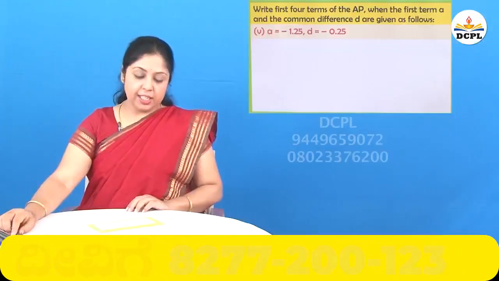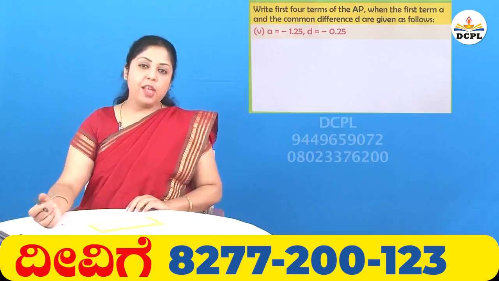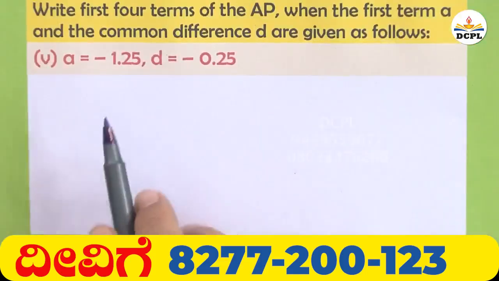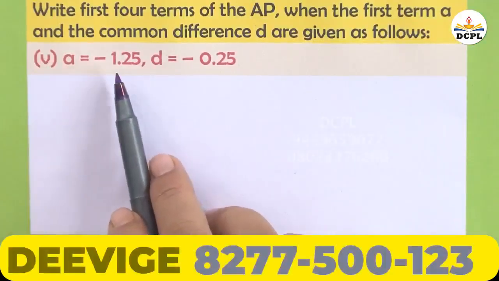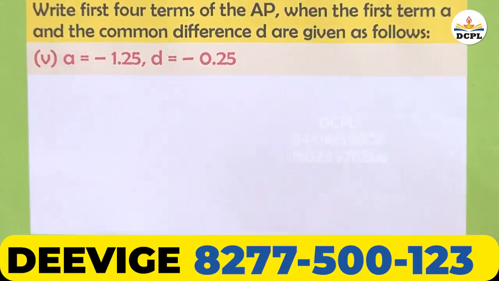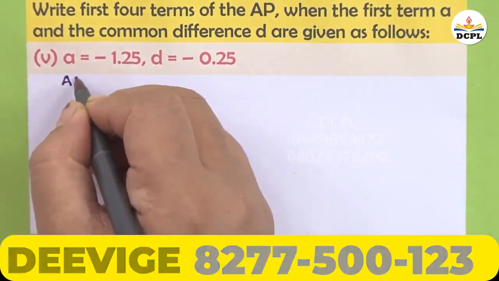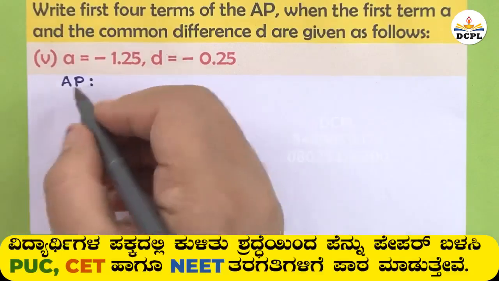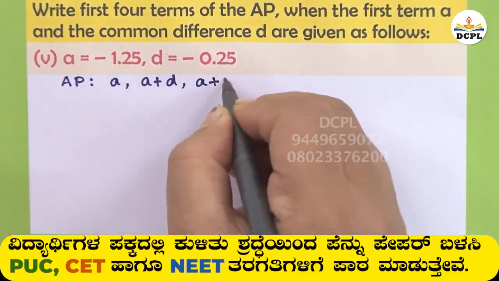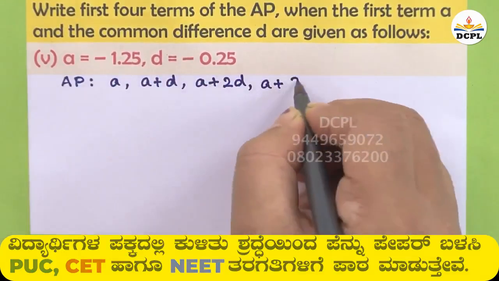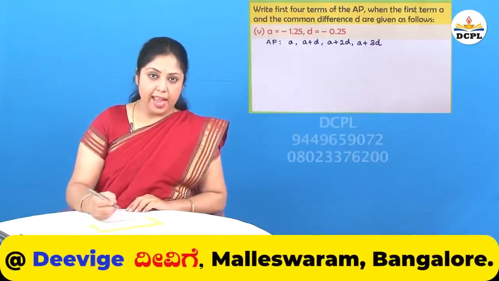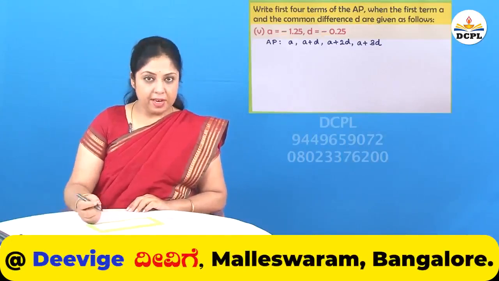So dear students, let's move to the last part of this particular problem, where he is still asking us to find the 4 terms of the arithmetic progression. In this problem, the A value is given to you as minus 1.25 and D is minus 0.25. So let's proceed by writing the general form of an arithmetic progression. The general form is A, A plus D, A plus 2D and A plus 3D. We just need to substitute the values of A and D to find the 4 terms.